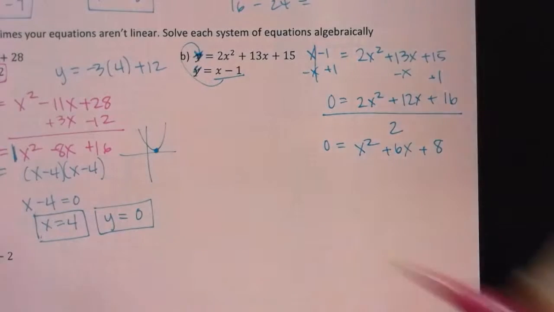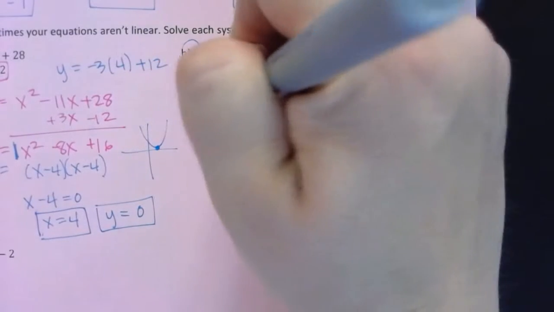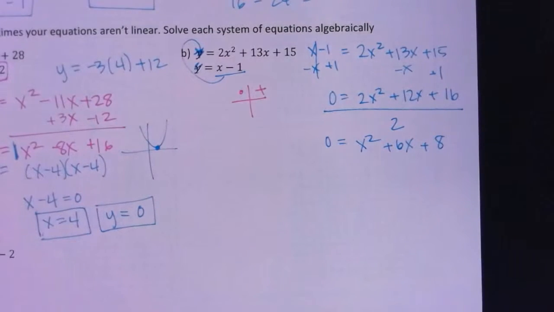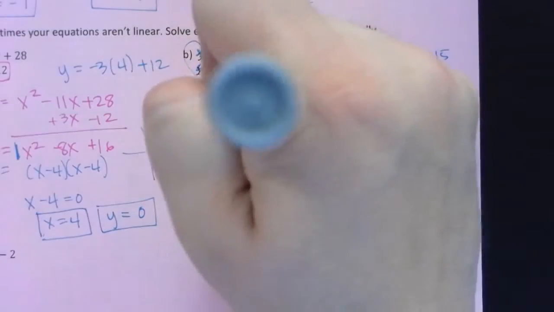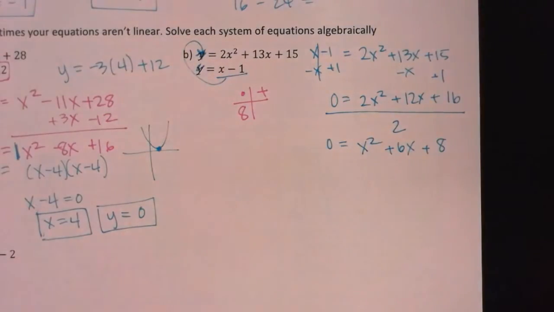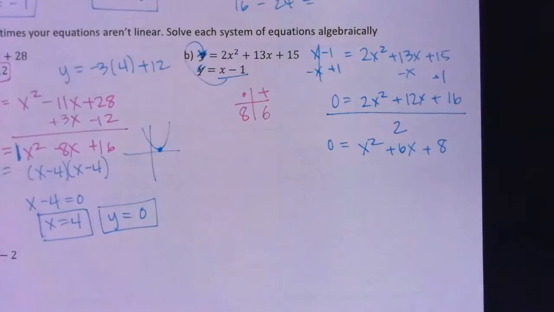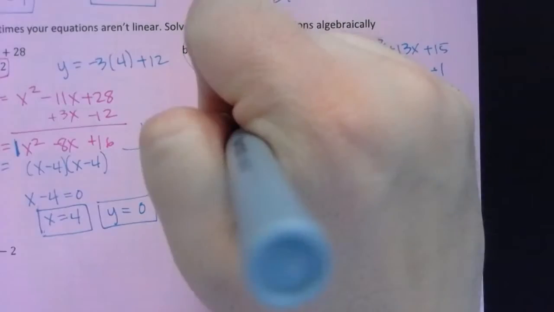So off to the side, we'll play the game. I need two numbers that multiply to what? Multiply to 8. If you know it, don't yell it out. Let's let everybody have a chance to think of it. Add to 6. Two numbers that multiply to 8, add to 6. Are what? 4 and 2.